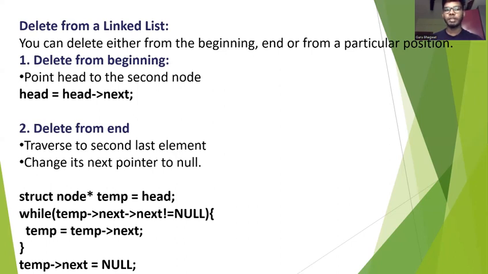This arrow mark represents the move to the next node. So head will first delete the first element and move to the second element. This is called head to next. Next, delete from the end.